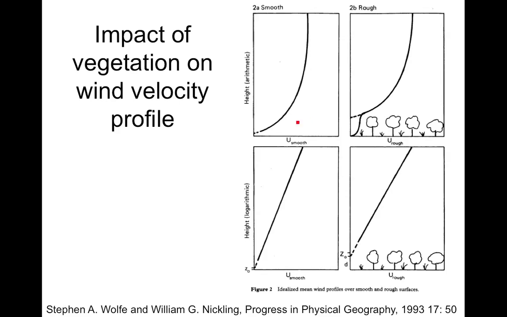So how does vegetation impact the flow? Well, we saw some of that in the diagram earlier. So we have a smooth surface, we have a velocity profile of the wind, which looks like this, logarithmically increasing with height. If we have a rough surface, we have a break in the velocity profile, so it starts off low and then rapidly increases through the canopy, and then we have this, again, this logarithmic profile.